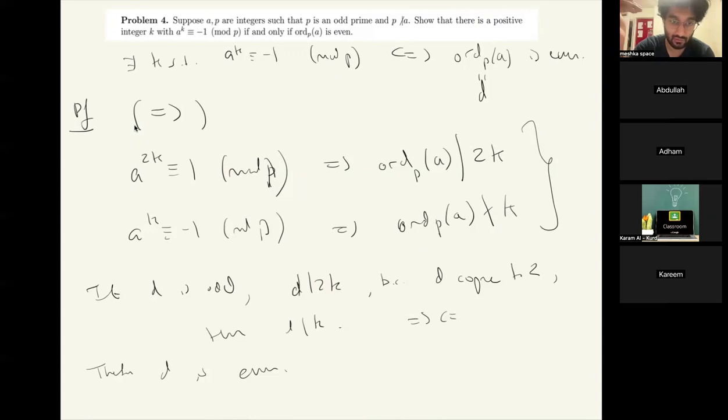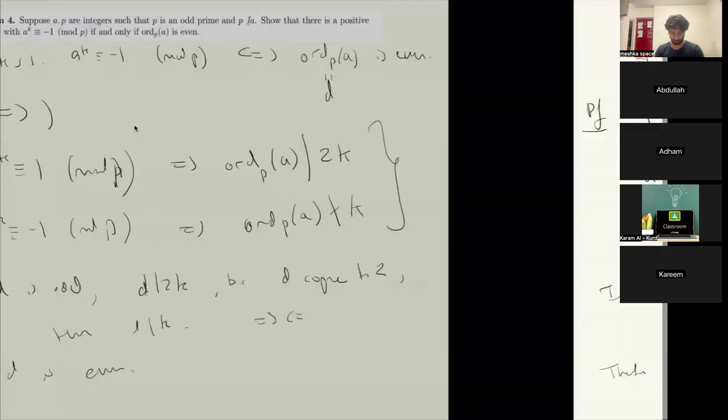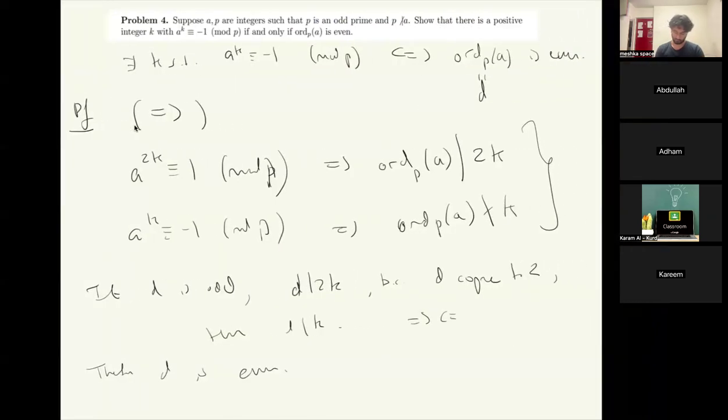If a to the k is -1, then a to the 2k equals 1. So the order divides 2k and not k. So far we have not used that p is prime. You're correct. So far it could have just been n, and a is coprime to n. It's a good observation. I didn't realize. So let's do the second part, the reverse implication, and see if we use p as prime.